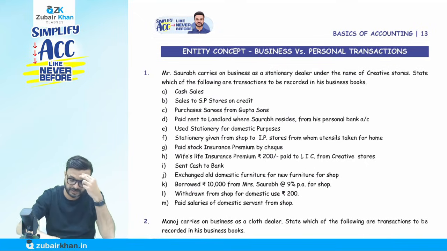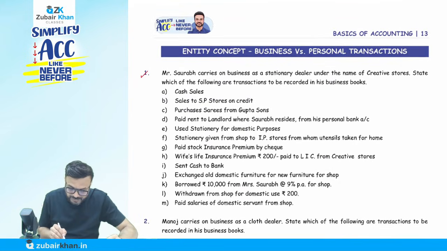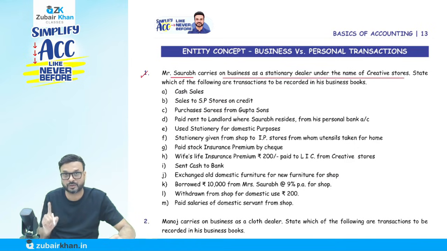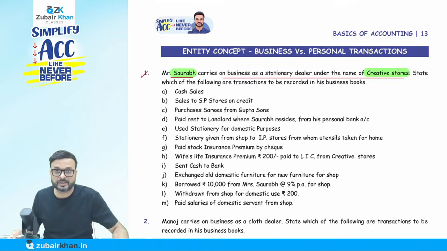So entity concept is question number 1 and 2. So we'll solve it. Here they say Mr. Saurabh carries on a business as a stationery dealer under the name of Creative Stores. Now, two things. Who is the owner of the business? Mr. Saurabh. What is the name of the business? Creative Stores. So both are different.